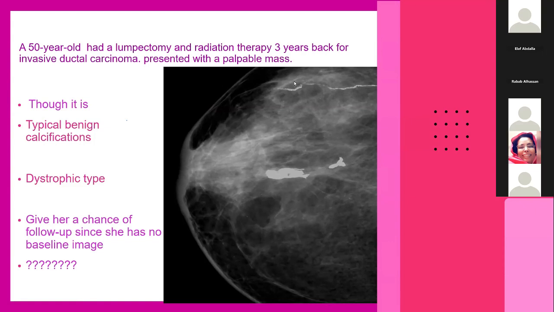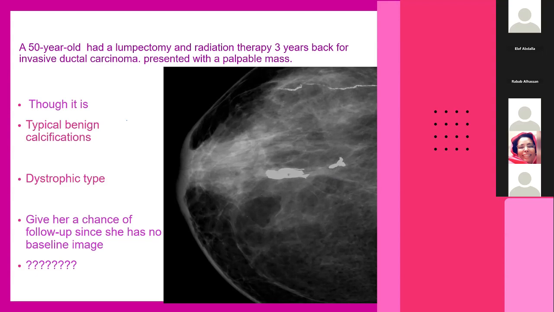Okay, I gave her follow-up because I have no baseline mammogram, and I have seen this dystrophic calcification interrupted here. This part and this part. Yes, it can arise like that, okay? One dystrophic calcification can arise here and the other one here. But I'm not sure if there is something in between interrupting this growth, okay? Or growing and interrupting those calcifications.